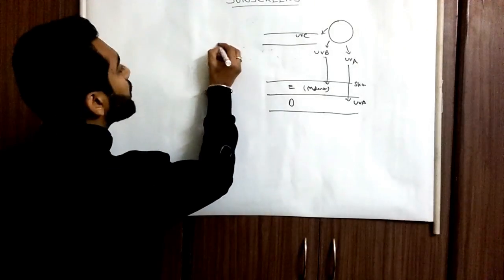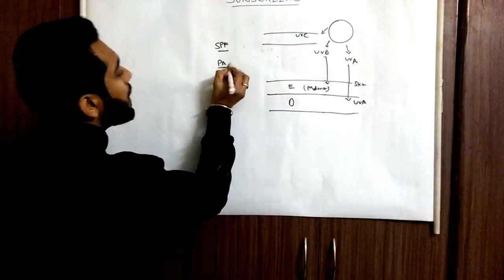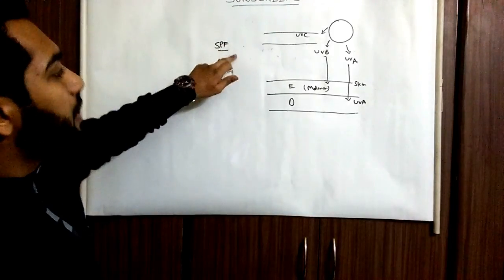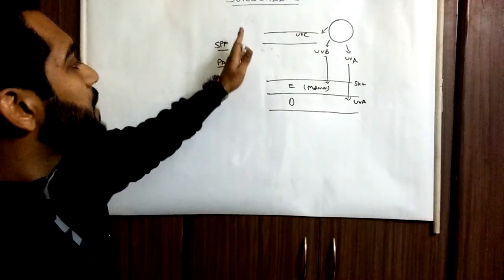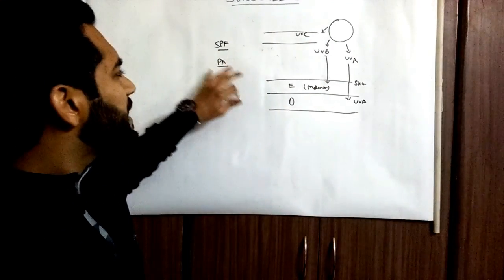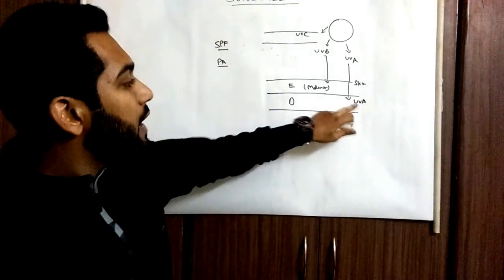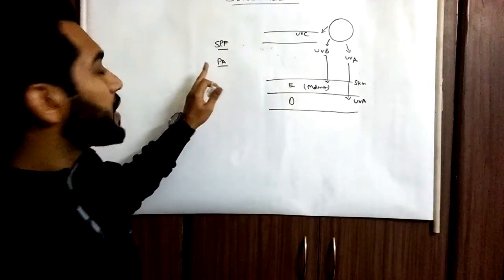First one is SPF, and then there comes PA. SPF means sun protection factor, as I have already told you. So the higher the SPF number, the more protection you get against UVB. Now what is PA? PA is basically a Japanese rating against UVA. PA means protection grade of UVA.